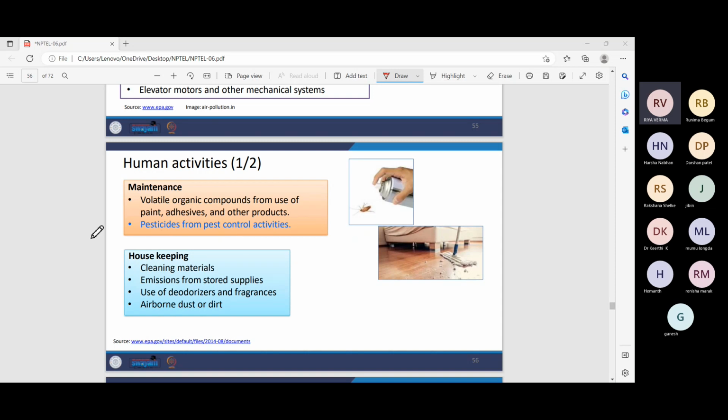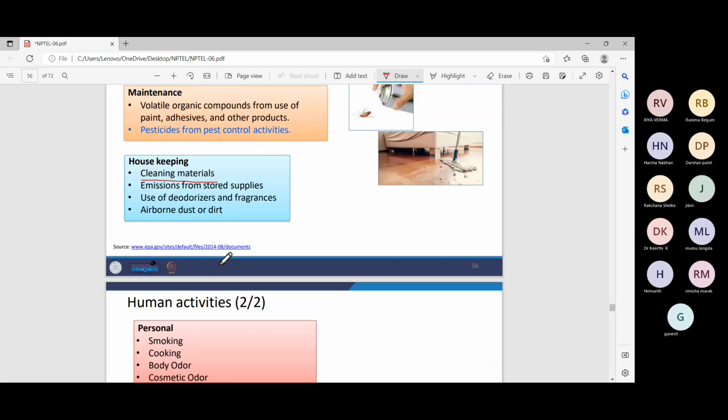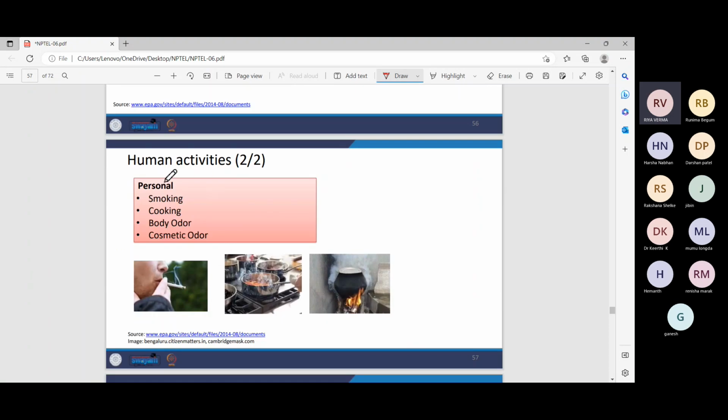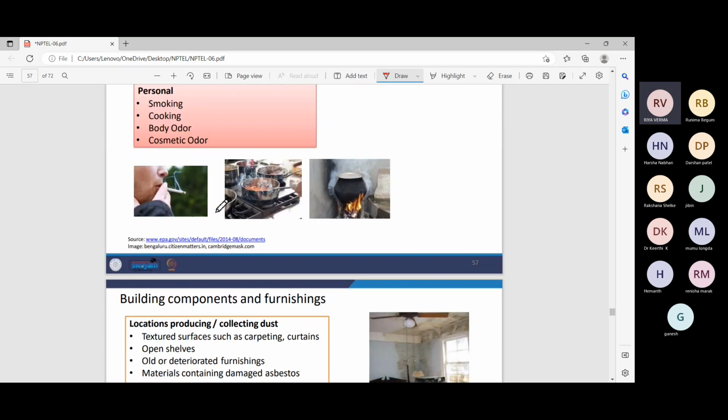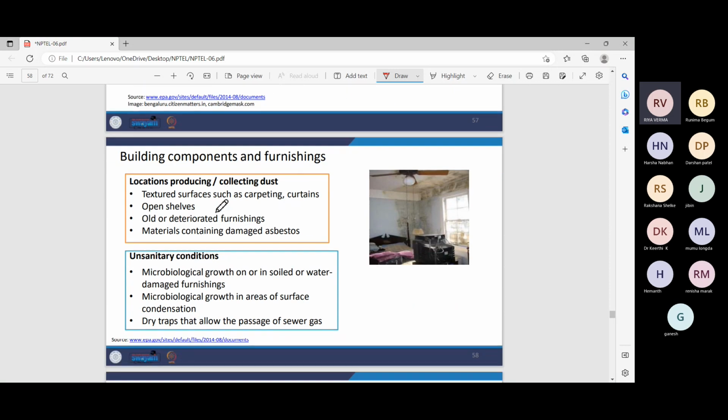Then for housekeeping, materials and cleaning supplies, if you are using some kind of sprays or cleaning disinfectants or other things, they can also release some pollutants. Then we have emissions from stored supplies, use of deodorizers and fragrances. Then personal activities, for example, smoking, cooking, then your body odor or cosmetic odor, also tend to create other pollutants.